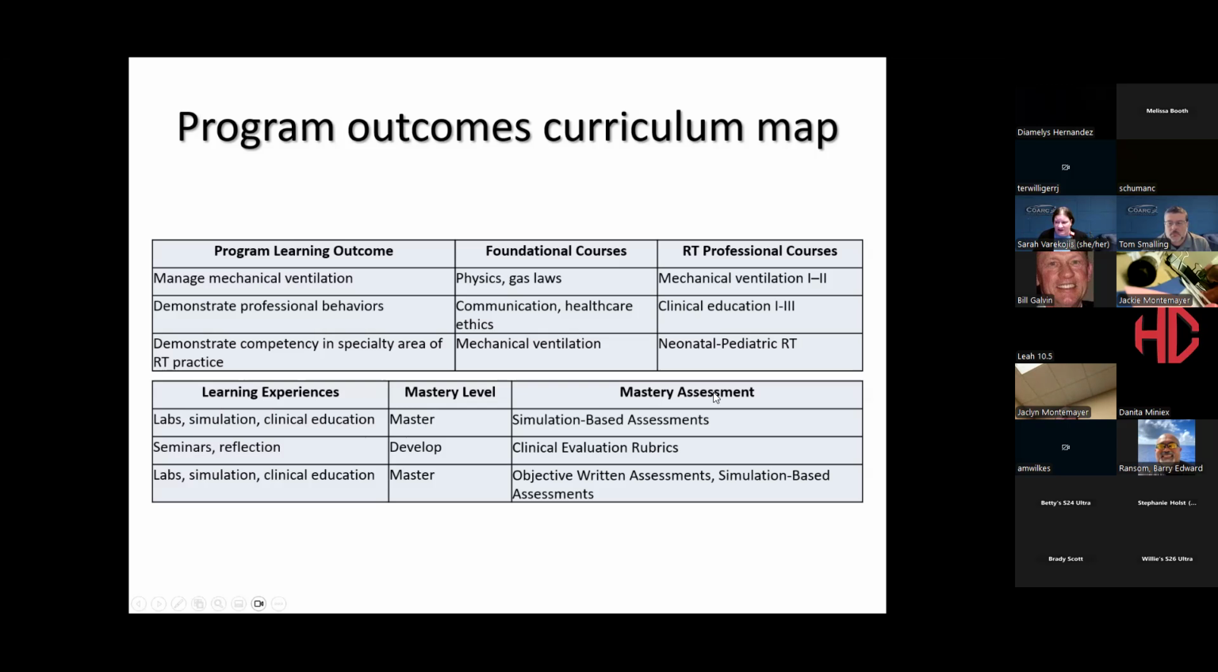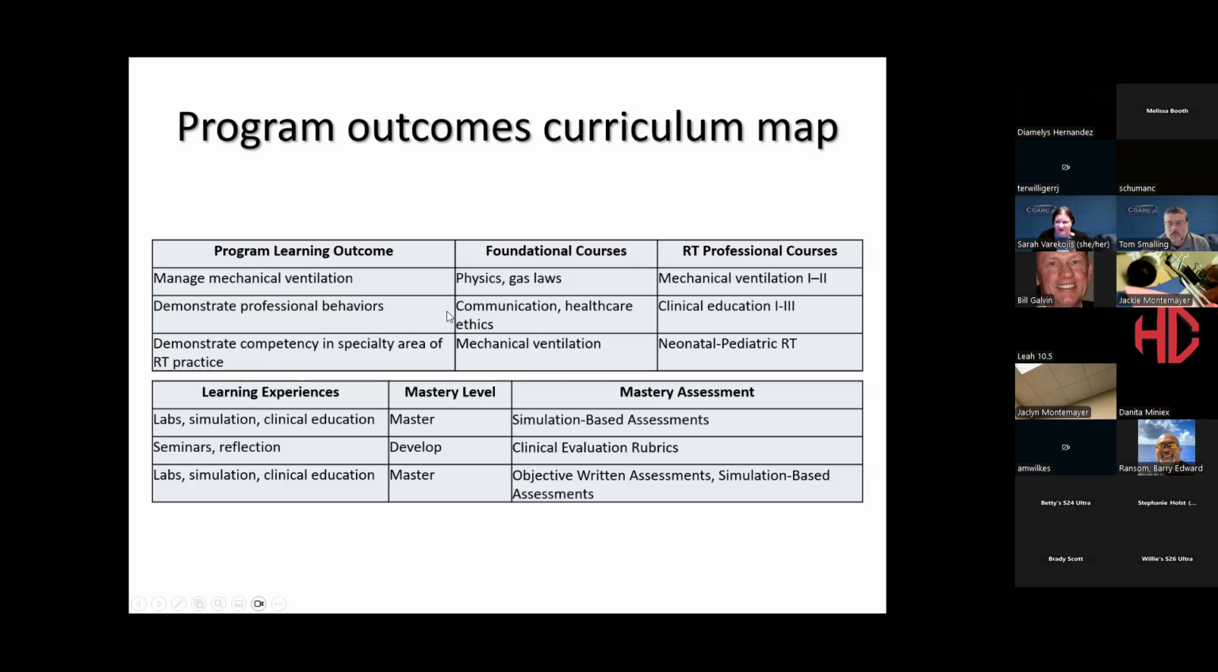And again, my mastery assessment: what is the assessment that I'm going to use to determine that my students have mastered the ability to manage mechanical ventilation? And I could use a simulation-based assessment. Again, these are not necessarily prescriptive at all, right? Just some things to think about.